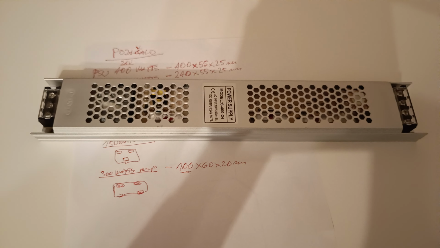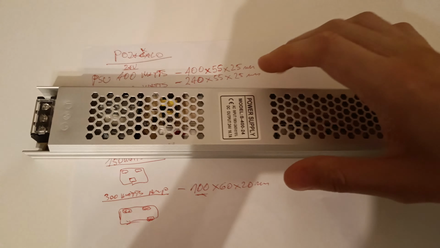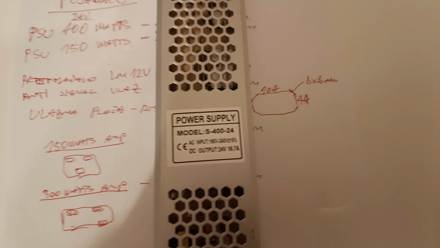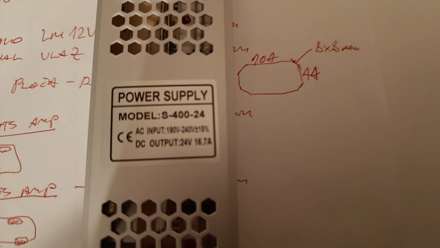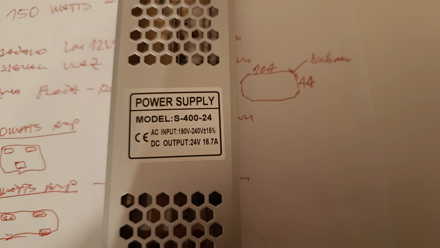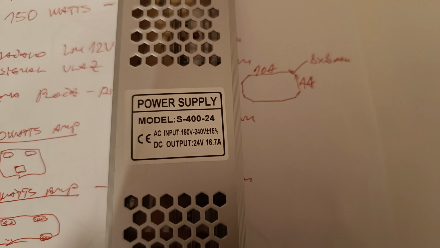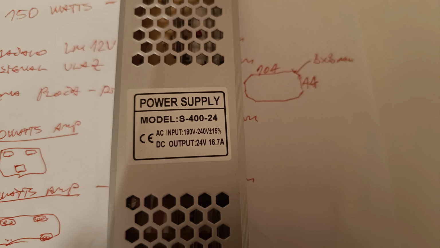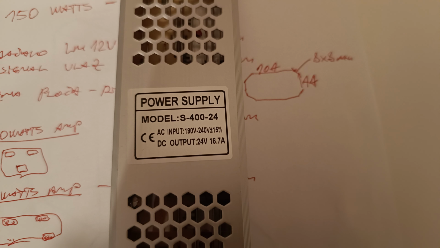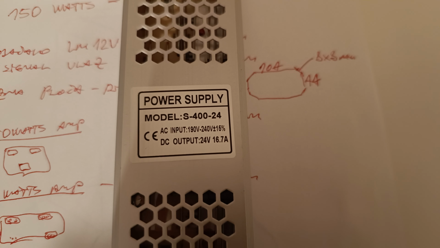This amplifier is there and shows input voltage, DC output voltage. Input voltage is 22 volts, 50 hertz. Output is DC and 24 volts, 16.7 amps for this board.